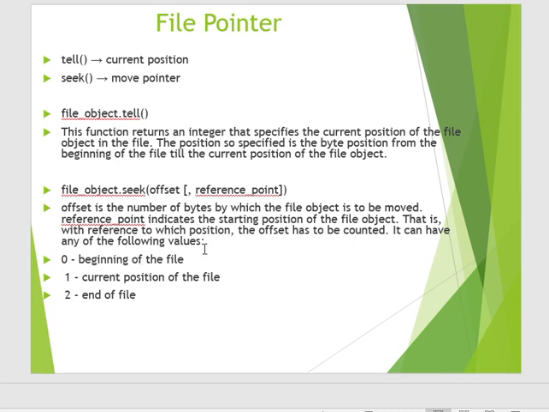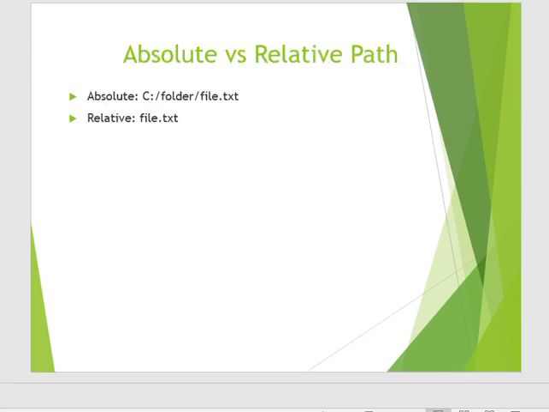It can have any of the following values. 0 is if you want to start from the beginning. If you want to start from the current position, that is 1. And if you want to go to the end of the file, then we have 2. Now there are two things: one is absolute and one is relative path. If you are writing an absolute path, we have to go with the slash, and a relative file path will be straight away the file name, which I showed you in the very first file.